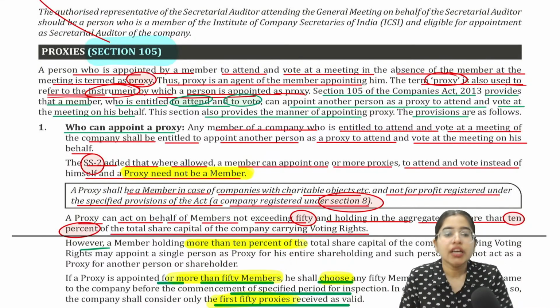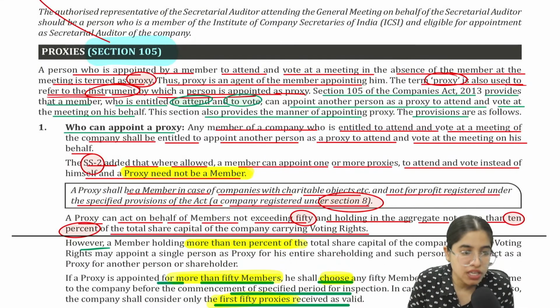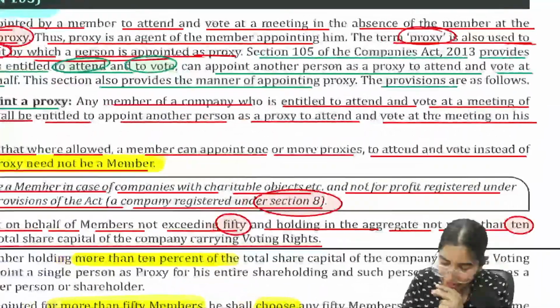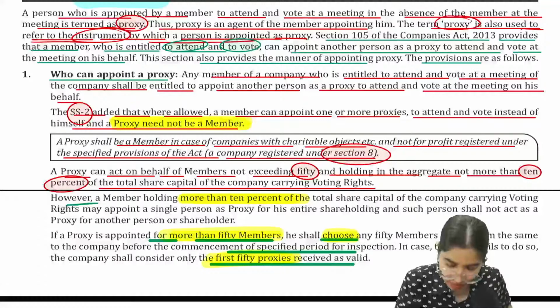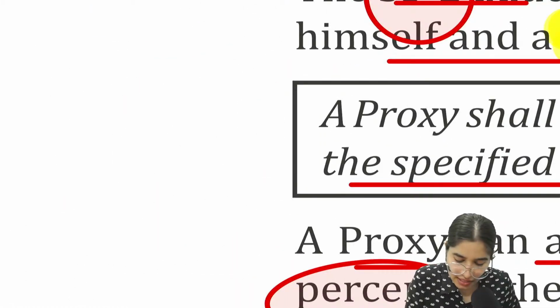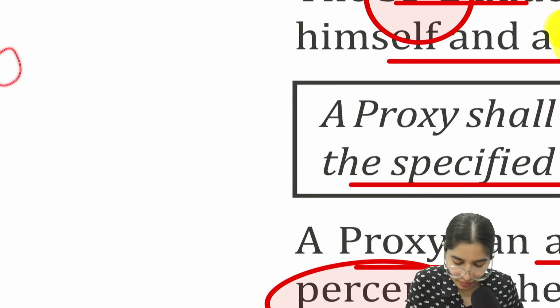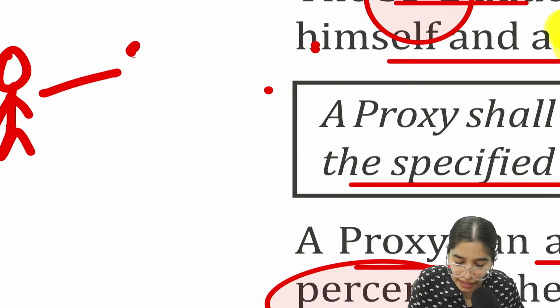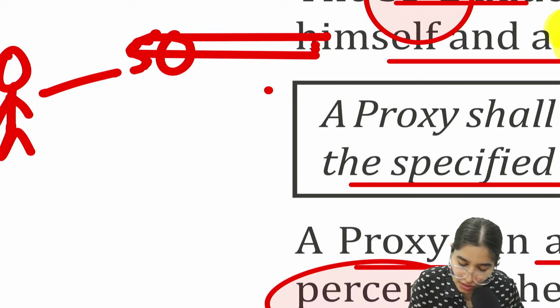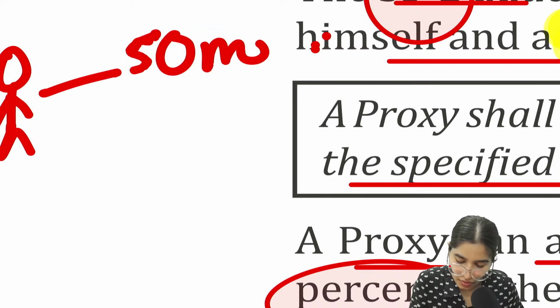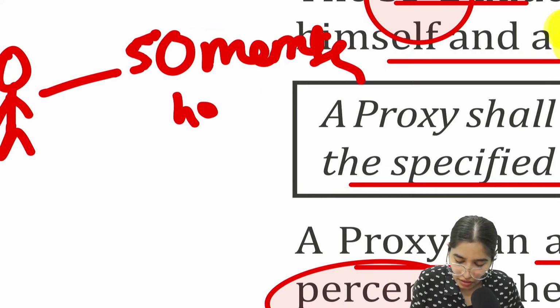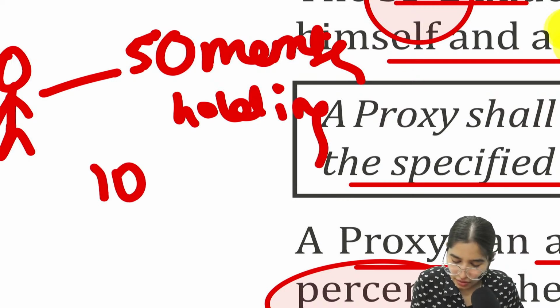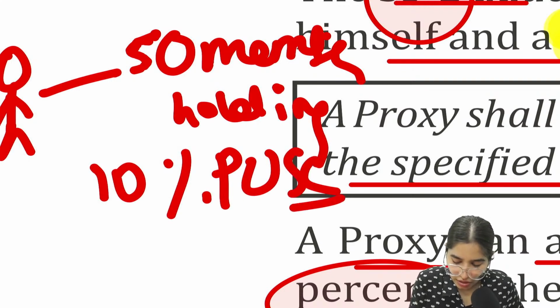There's one more point: a person can become proxy on behalf of a maximum of how many members? So there's one point that a single person can become proxy of a maximum of 50 members holding 10% paid up share capital.